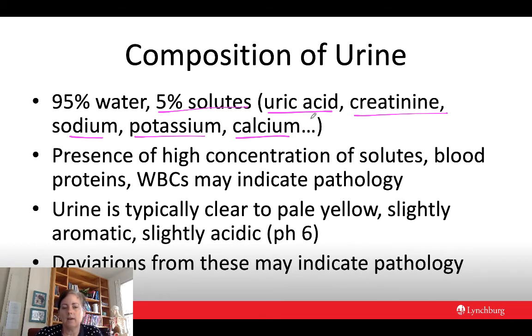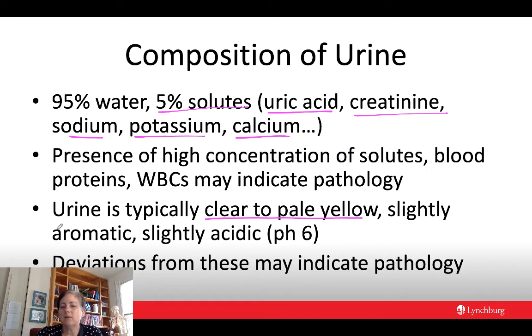Sometimes having a high concentration of solutes or protein in your urine may indicate pathology, or it may just be a result of something completely normal, like a really hard workout. So it really just depends. And when you have patients come in, it's important to take a history and figure out what they've got going on. The color of urine would typically be clear to pale yellow.